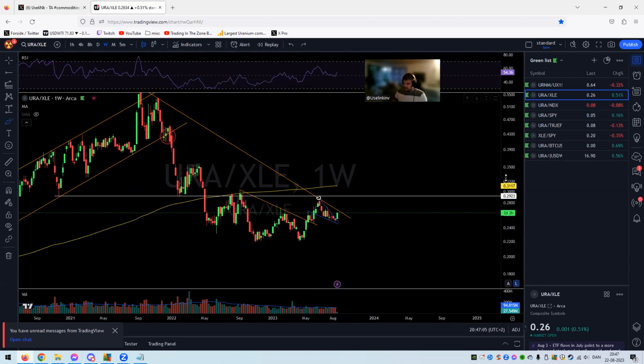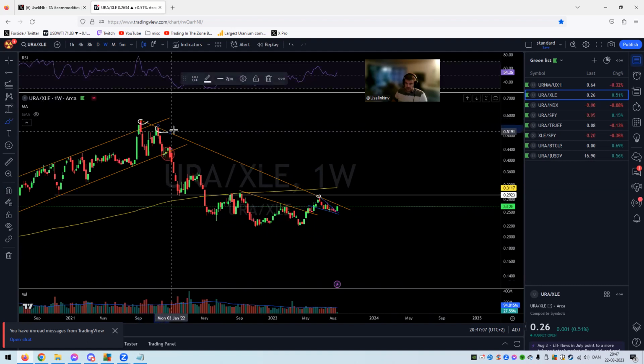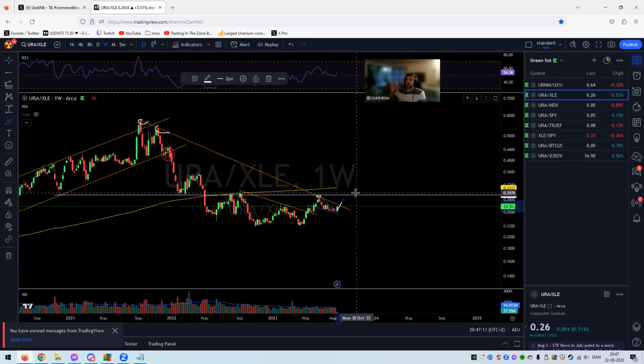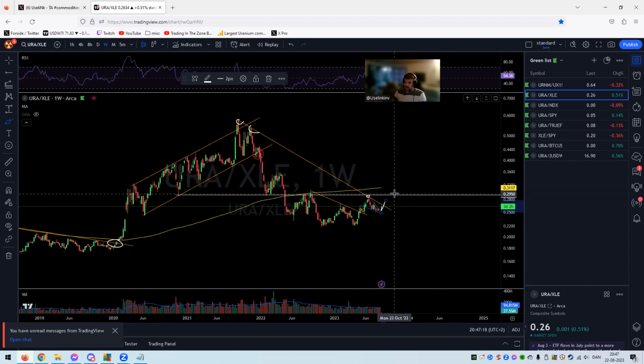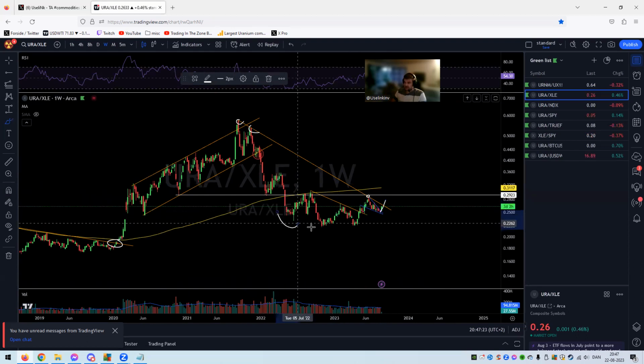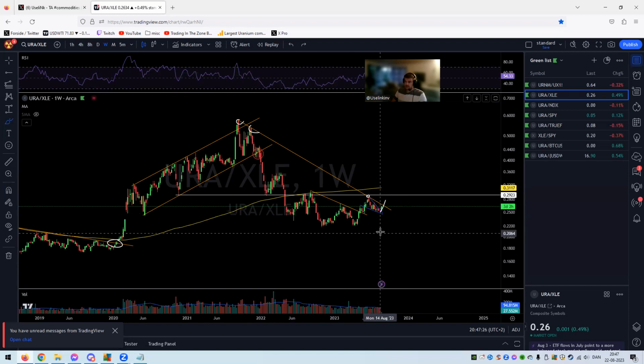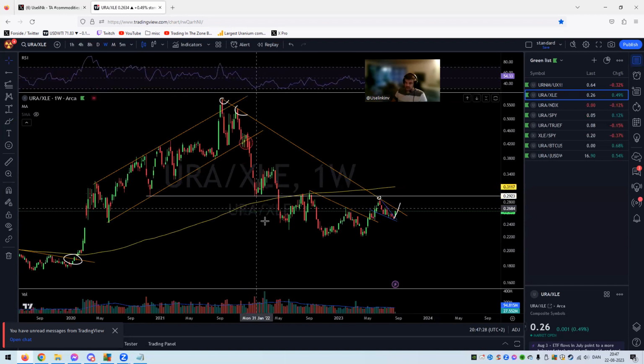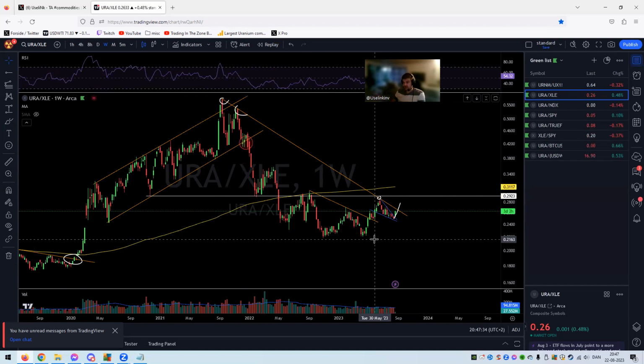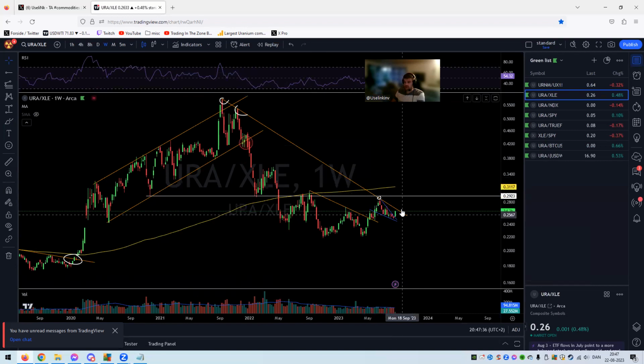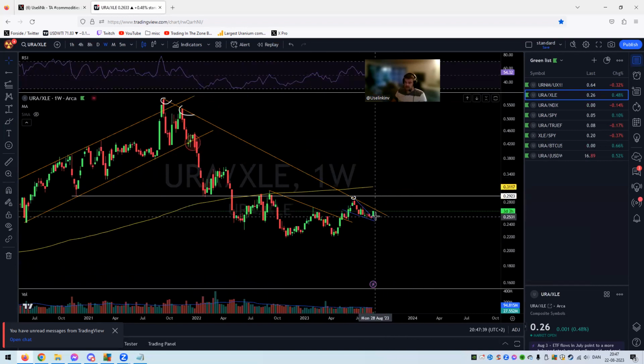So I think that we have 1, 2, 3 connections, and this will be the fourth where URA is again outperforming the big XLE. Exactly what we want to see. And then obviously we need to get above 0.3 in this ratio to get the confirmation of this inverted head and shoulders. So yeah, it's really trying to do its best to put in a bottom. Well, URA is trying to put in a bottom against the XLE. So very constructive here. Again, we haven't confirmed anything yet. This is just the later part of this move, this formation, I think.